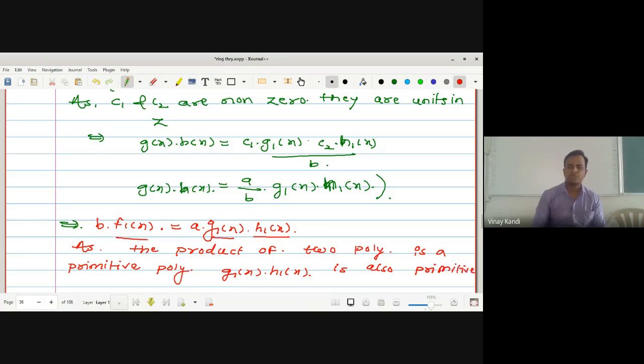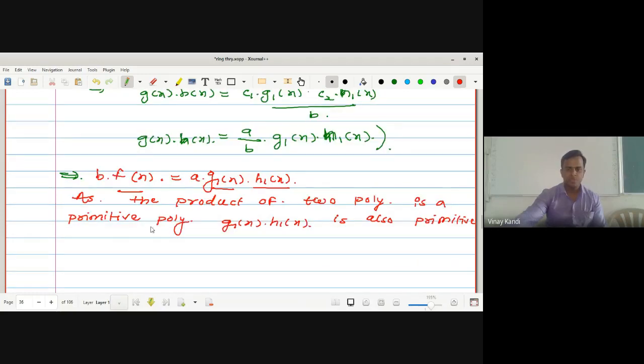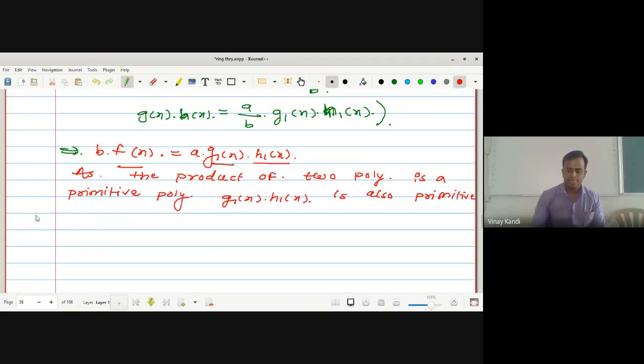Okay, and f of x is also given to us a primitive polynomial. Also primitive polynomial, and comparing the left hand side primitive, right hand side also primitive, hence comparing the contents we get p is equal to plus or minus 1 into a.